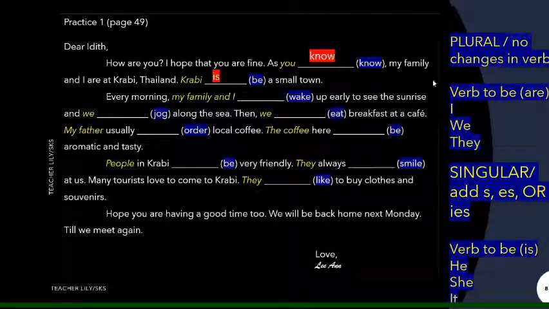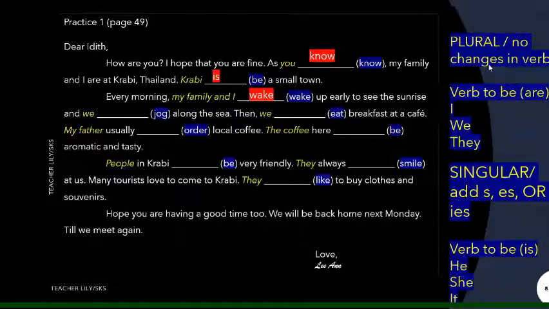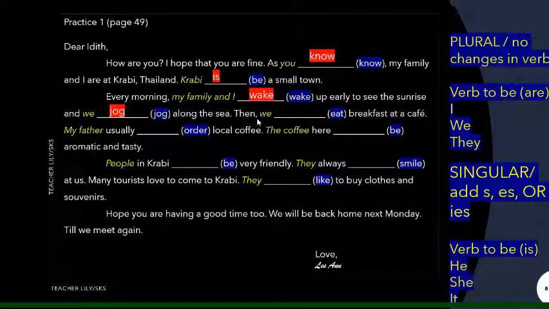Don't change the verb. Wake up early to see the sunrise. And we again jog. Okay, "we" here, because don't change it. Jog along the sea. Then we again, "we" here again, plural. Then we eat breakfast at a cafe.